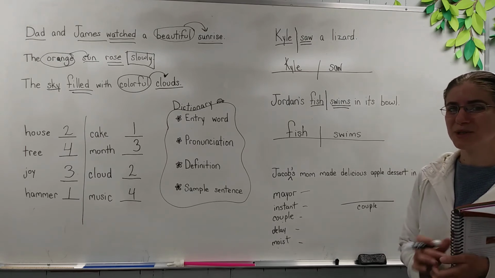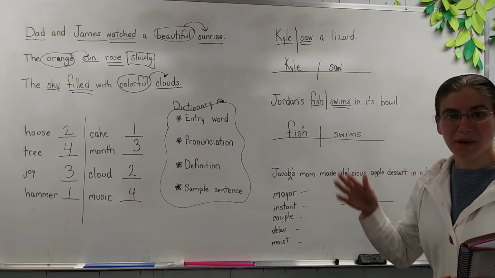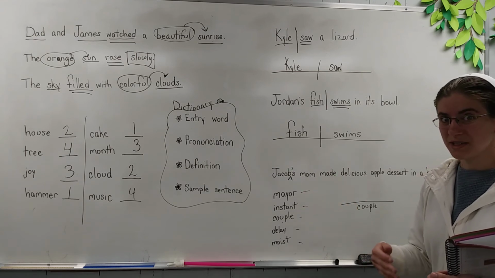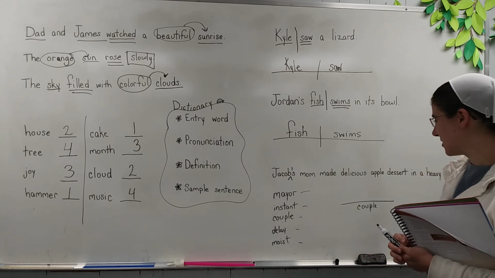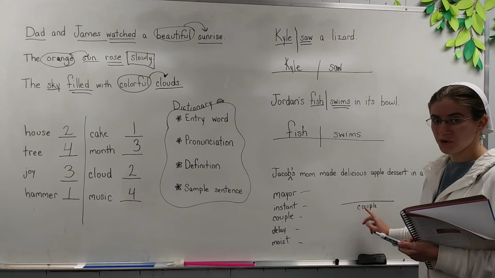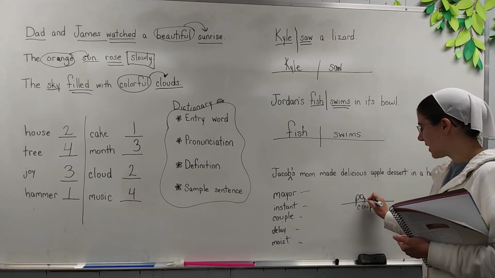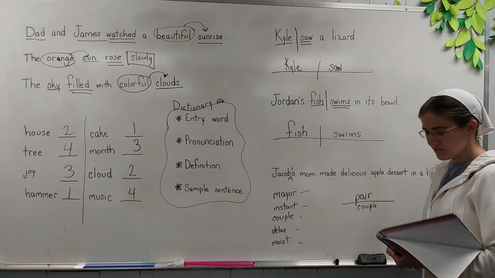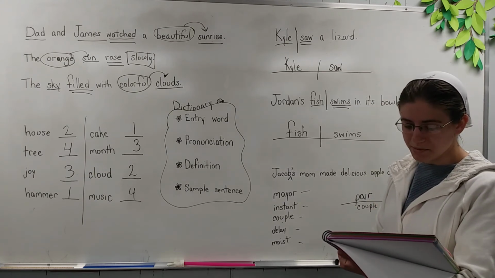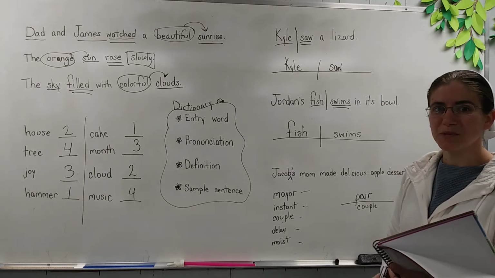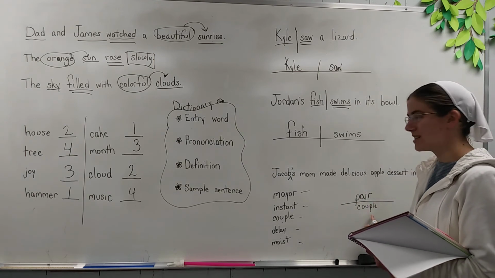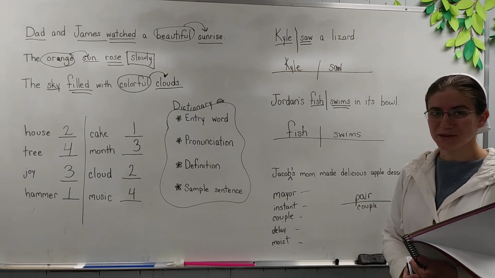A synonym is a word that means about the same thing, or maybe it does mean exactly the same thing as another word. So here we could say pair. A pair. Uncle Max has a pair of hunting dogs would mean the same thing as Uncle Max has a couple of hunting dogs.